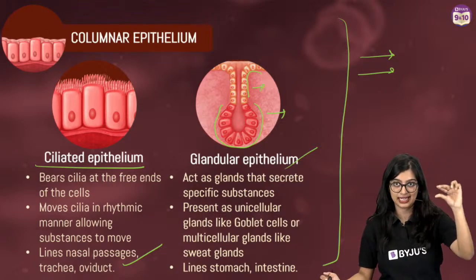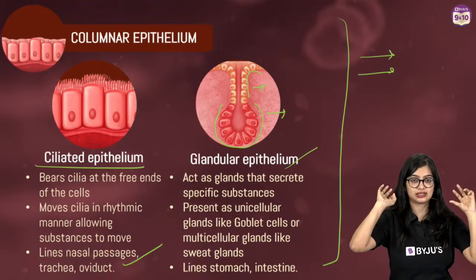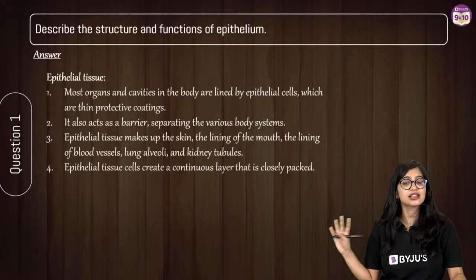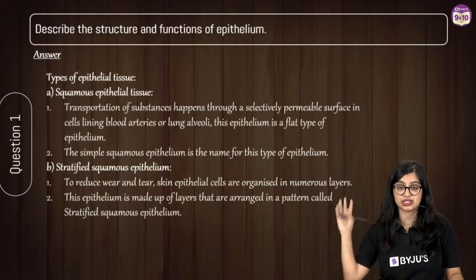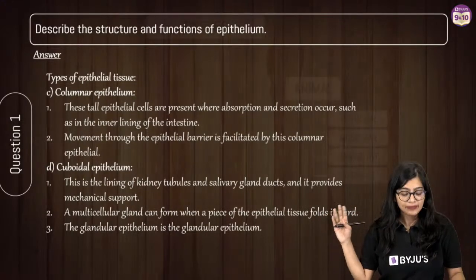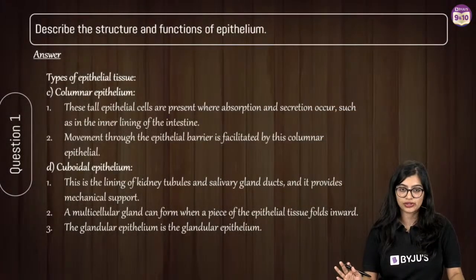A duct is a passage. A gland is a structure which secretes a chemical substance. Good? Okay. So if they ask you to write about the epithelial tissue, this is how you will have to write. These are just some pointers I have for all of you, and here we get a good idea of what is what.